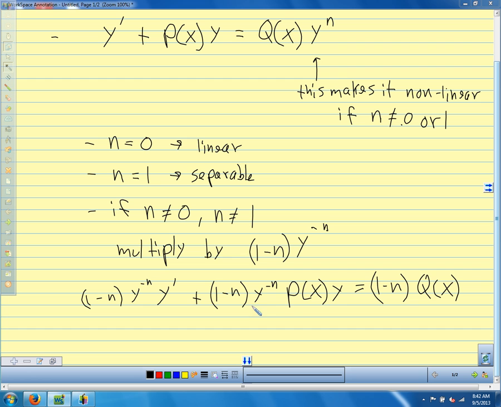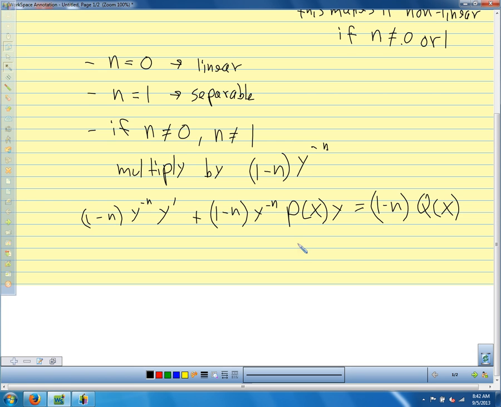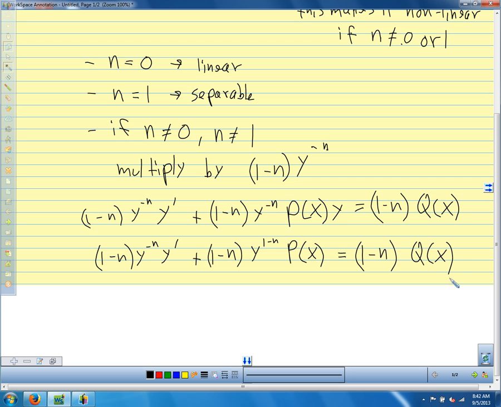And now I'm going to multiply this y to the minus n and multiply the y and simplify here. So I get 1 minus n, y to the minus n, y prime, plus 1 minus n. We're just doing some algebra here. Y to the minus n times y is y to the 1 minus n, p of x, equals 1 minus n, q of x. Everybody follow so far?